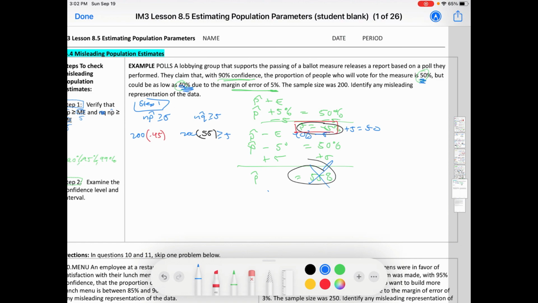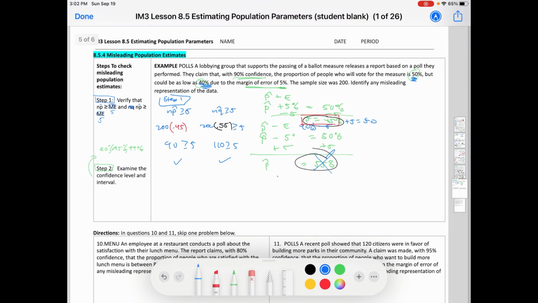200 times 0.45 is 90, and that is greater than or equal to 5, and 200 times 0.55 is 110. So it does meet those conditions. Okay, let's go on to step number 2 now. Examine the confidence level. 90% confidence level is acceptable because you only have 3 numbers: 90, 95, and 99.